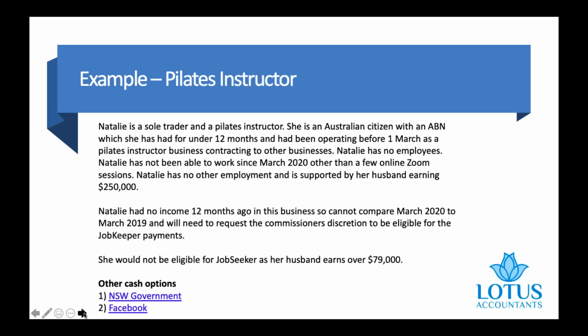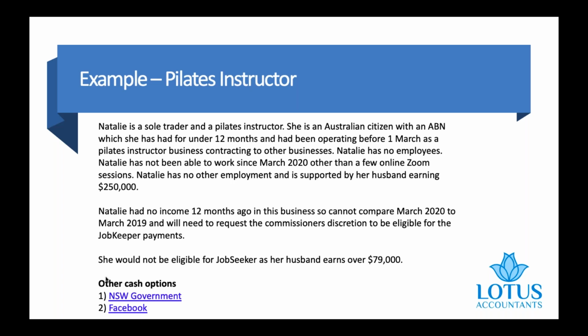So we have Natalie. She is a sole trader as well. She's a Pilates instructor. She is an Australian citizen, also has an ABN, but she only started business 9 months ago. And so she doesn't have a history to be able to compare to. She has no employees and she hasn't been able to work also since March. She has no other employment income and she's currently being supported by her husband who earns $250,000.